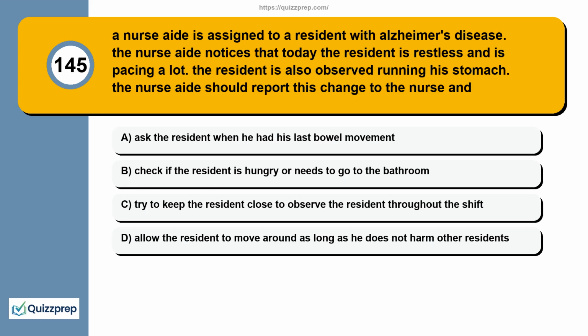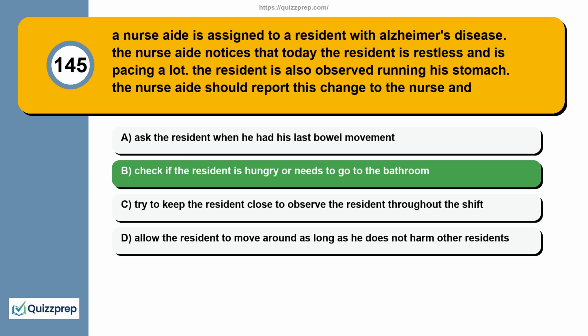Question 145. A nurse aide is assigned to a resident with Alzheimer's disease. The nurse aide notices that today the resident is restless and is pacing a lot. The resident is also observed rubbing his stomach. The nurse aide should report this change to the nurse and option A, ask the resident when he had his last bowel movement. Option B, check if the resident is hungry or needs to go to the bathroom. Option C, try to keep the resident close to observe the resident throughout the shift. Option D, allow the resident to move around as long as he does not harm other residents. The correct answer is option B, check if the resident is hungry or needs to go to the bathroom.